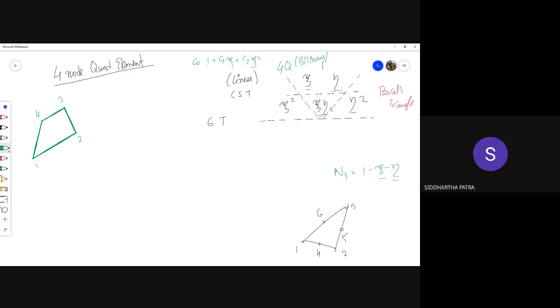But in the 4-noded quad element, the shape functions that we encounter are not completely linear in xi and eta. They are individually linear in xi or individually linear in eta, but not together. That means if you fix one of the values, it is linear in the other, but not simultaneously. What I mean by that, for that we need to construct the quadrilateral in the natural coordinate. So this is xi, this is eta. These are the 4 nodes.